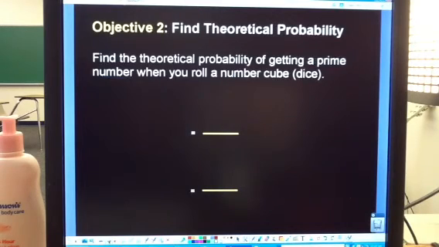All right. So now go ahead and find the theoretical probability of getting a prime number when you roll a number cube or a dice. What's the theoretical probability of getting a prime number? This is going to require you to think about what a prime number is. So take a minute, talk amongst yourselves, see if you can remember what a prime number is.